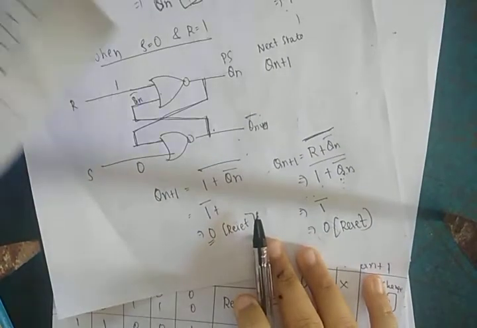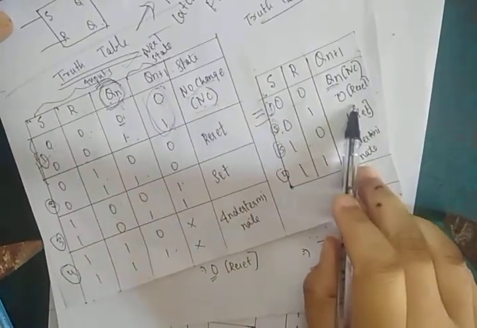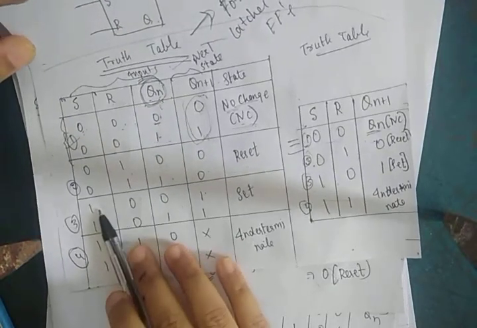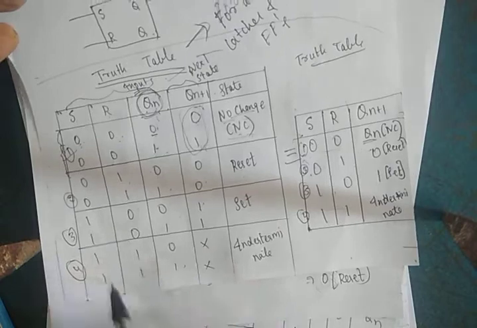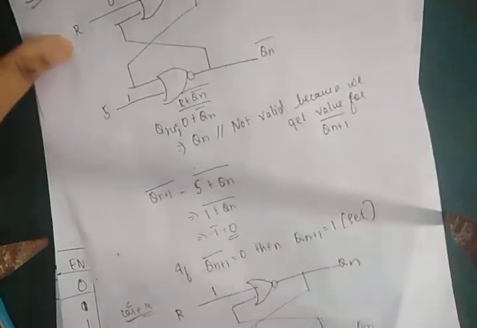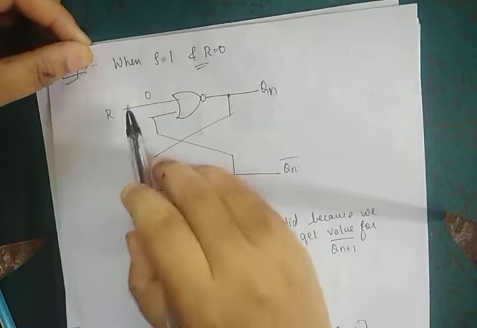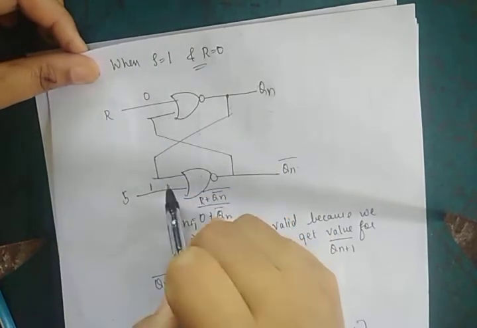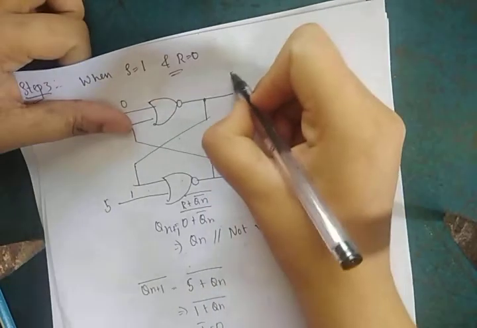So this is the second part of the truth table. That is, if S is 0, R is 1, the state is reset. Coming to the next one. If S is equal to 1 and R is equal to 0, what will be the case now? See here. If S is equal to 1 and R is equal to 0. Similarly, we have taken here S is equal to 1, R is equal to 0. Here Qn bar. This is the previous state.